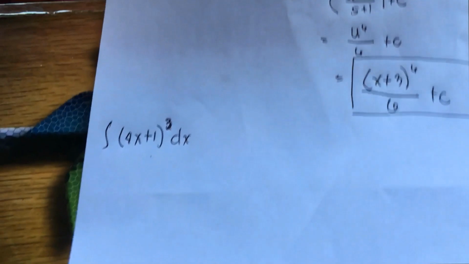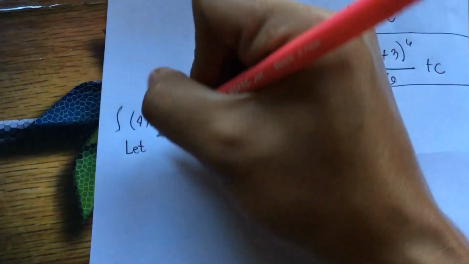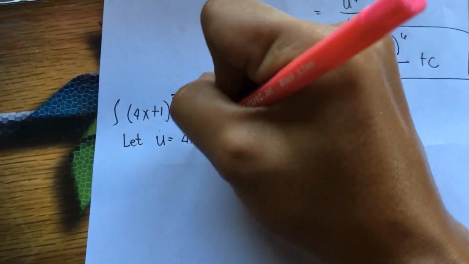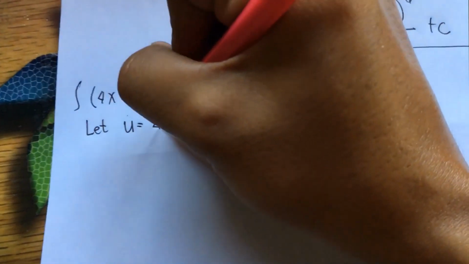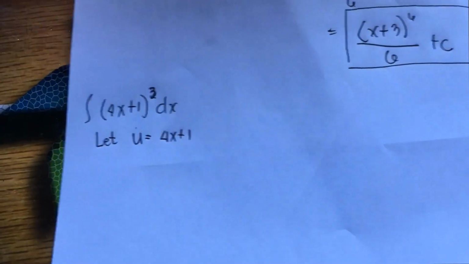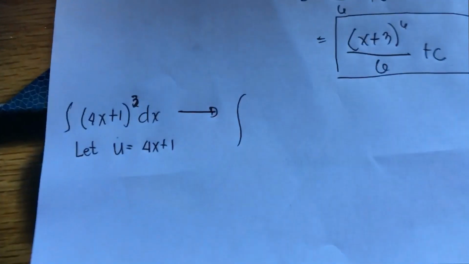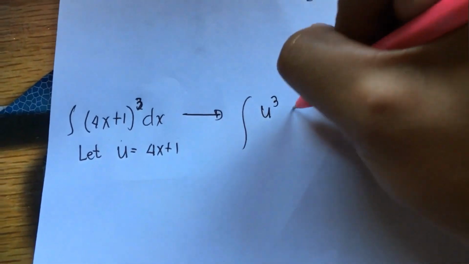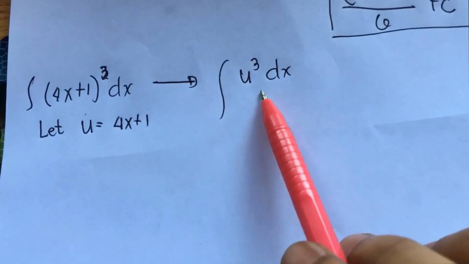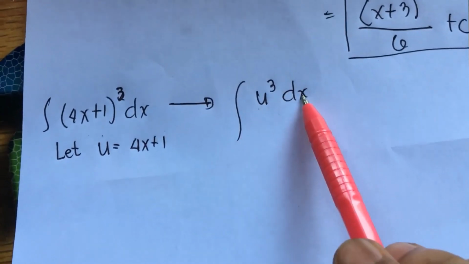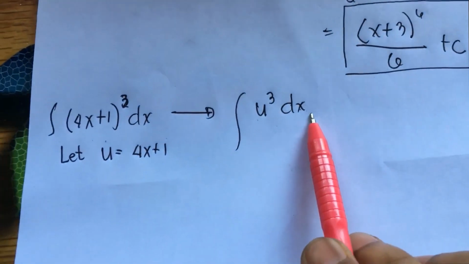Now, let's assume. So, let u is equal to 4x plus 1. Okay? So, let u, our base is 4x plus 1. So, yung 4x plus 1 natin, magiging u cube dx. Tama? u cube dx. And of course, you cannot solve this one because u man, dx man na. Dapat du. So, balik ta dire.